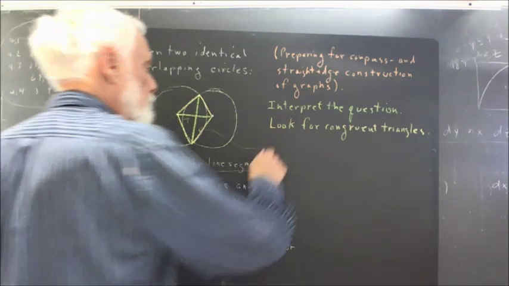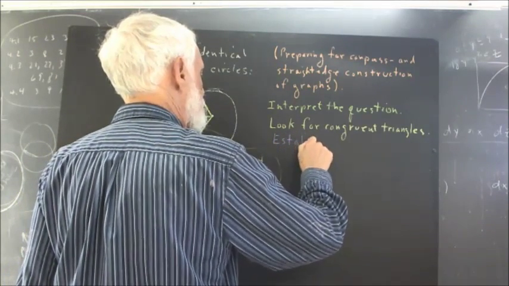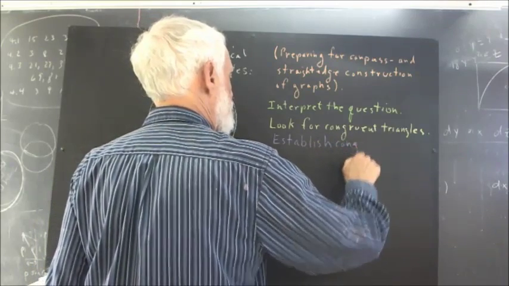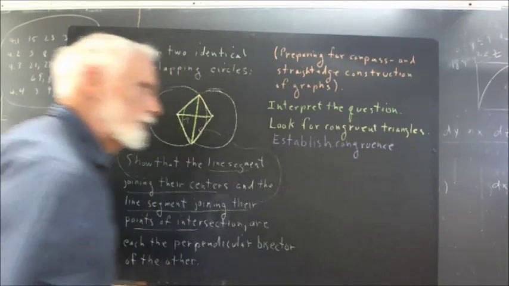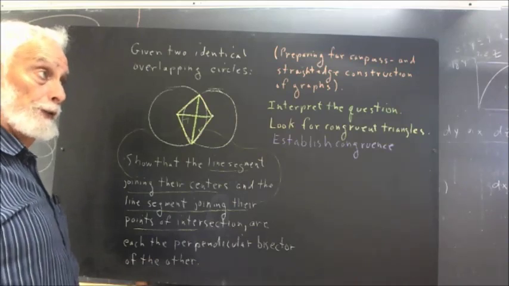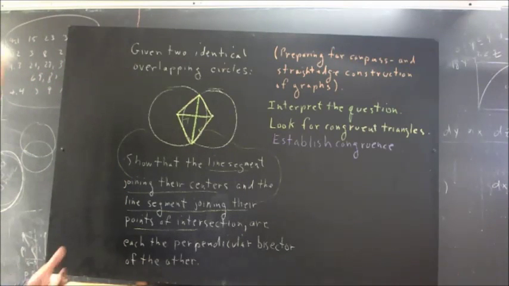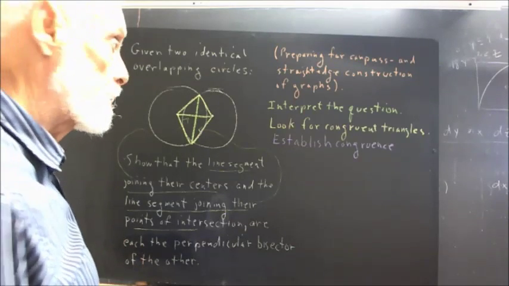Okay, next step, we want to establish congruence if possible. So can you prove any congruences among these 8 triangles? There are 8 of them. Some of them might be congruent to others. So how do you establish congruence?